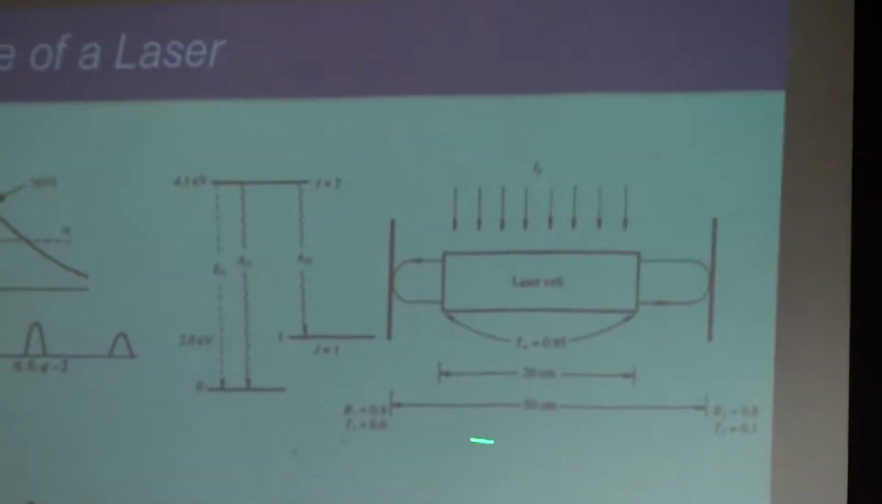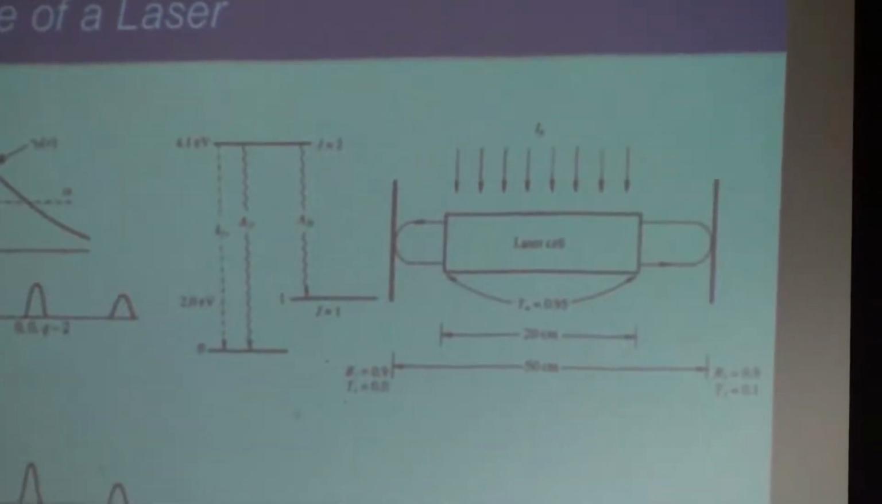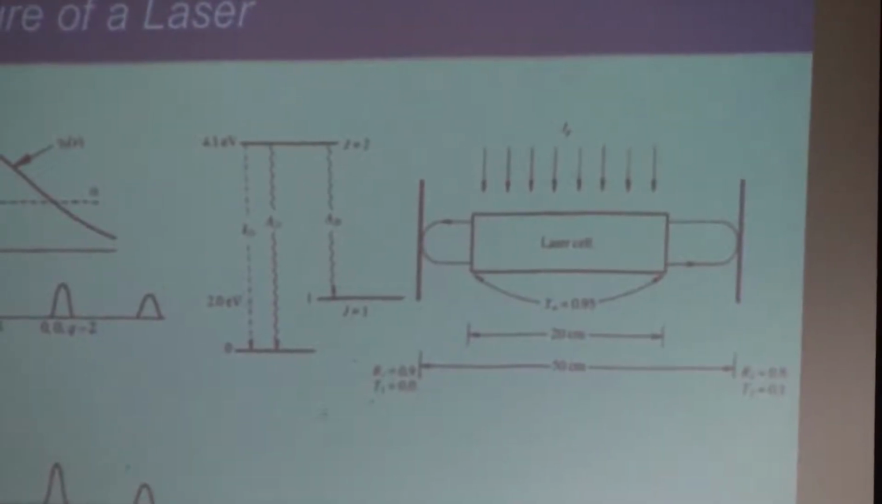I want to get going on understanding the light beam itself. Just to summarize the whole thing, here's an example of a laser. This is a problem in your book. It comes much later, don't get worried. This is not going to be in your first assignment.